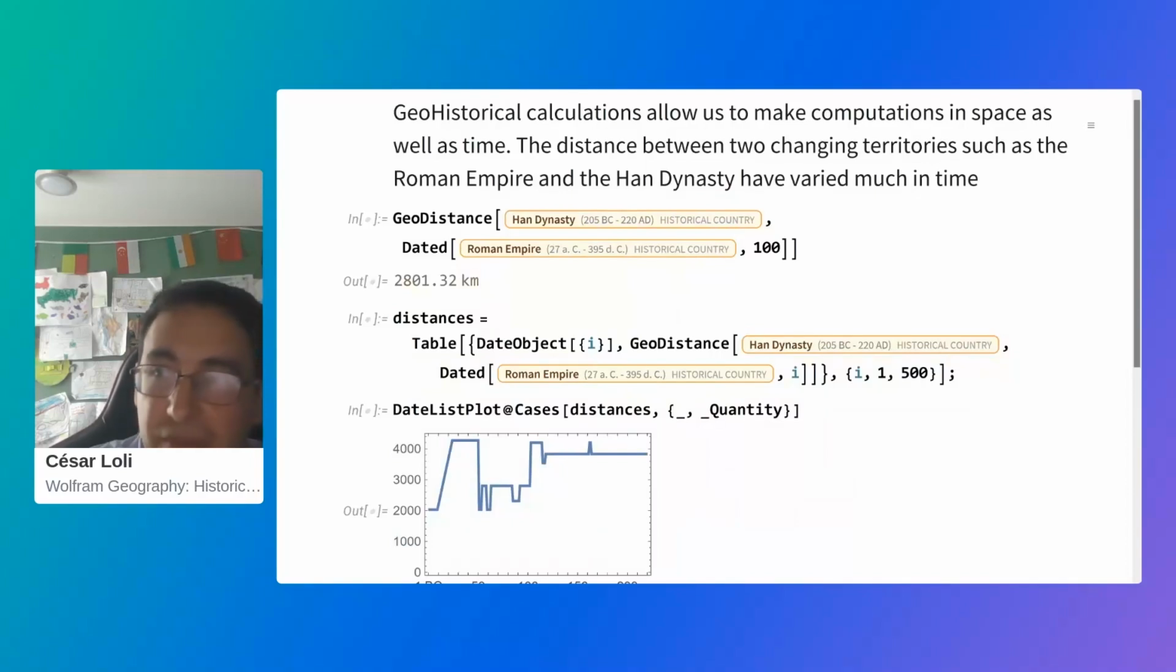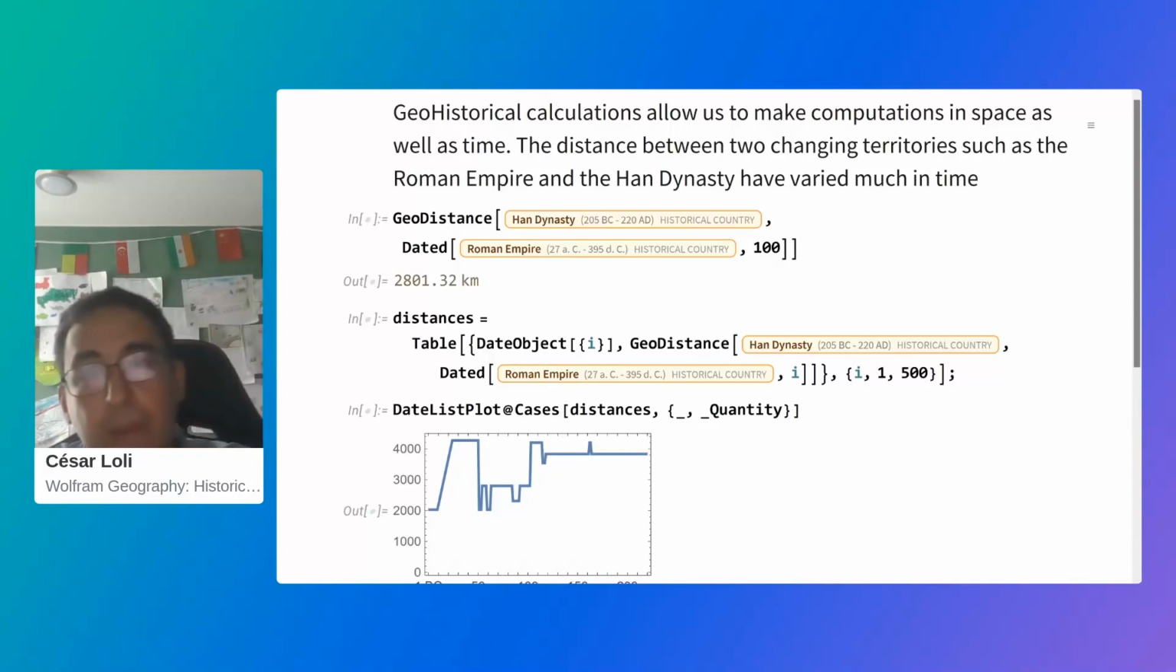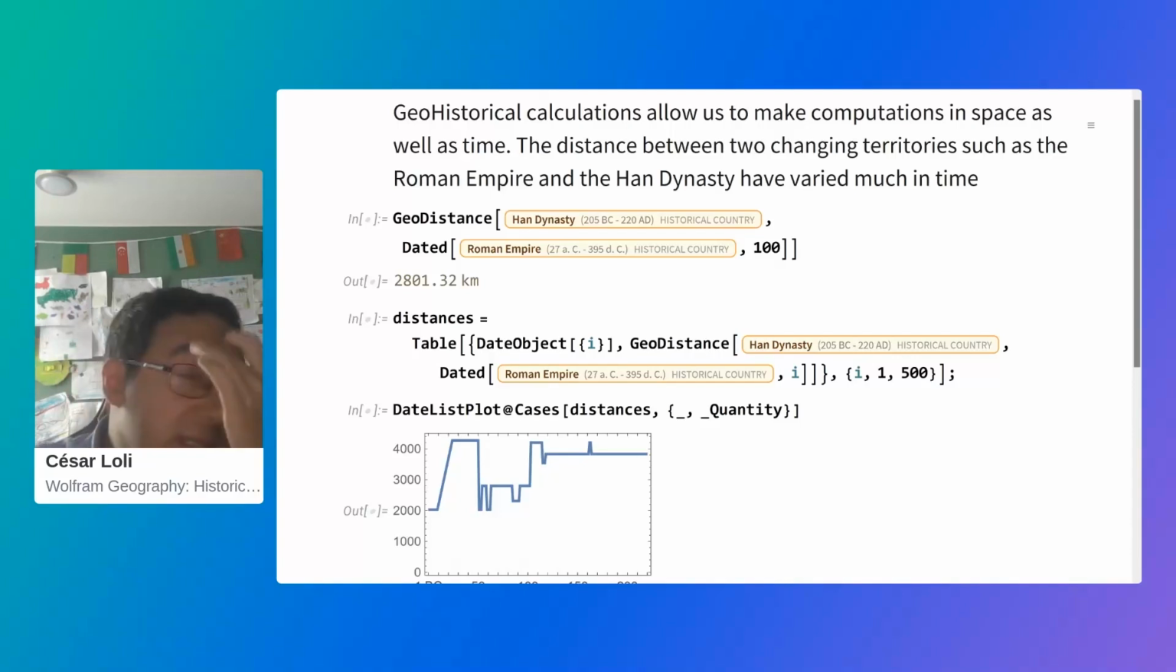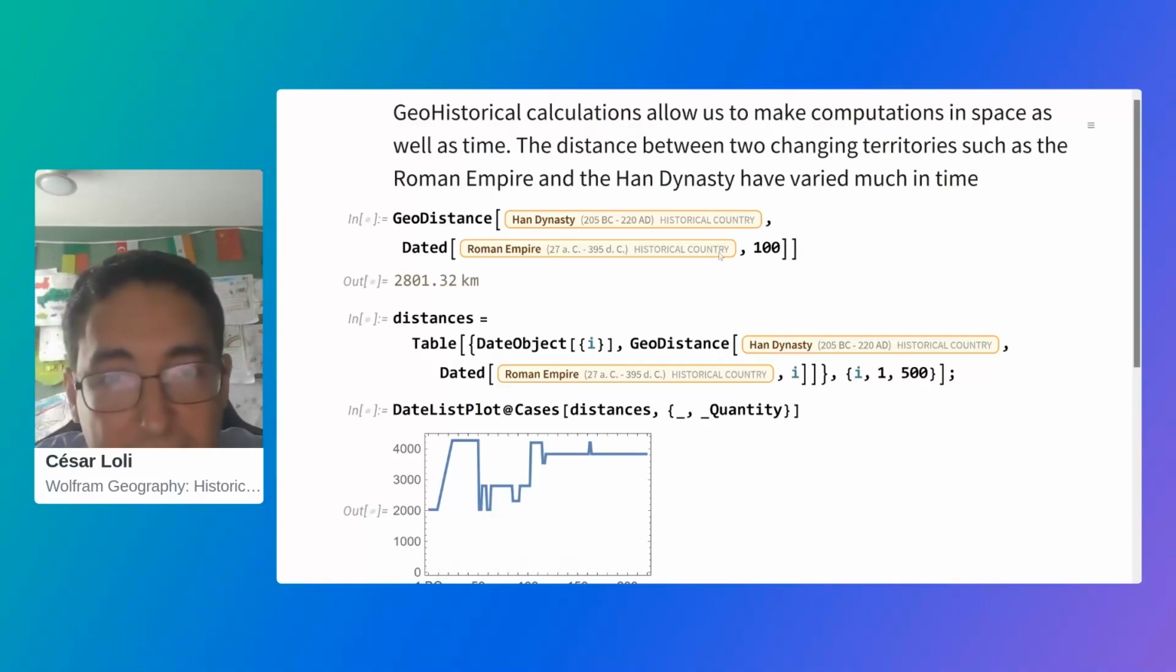These types of calculations include computations in both time and space. We can see here how GeoDistance, for instance, is calculated. We can calculate the GeoDistance, that is, the minimum geographic distance between two regions of space. And we can calculate, for instance, on a single date, how these two nations, the Roman Empire and the Han Dynasty, were separated.